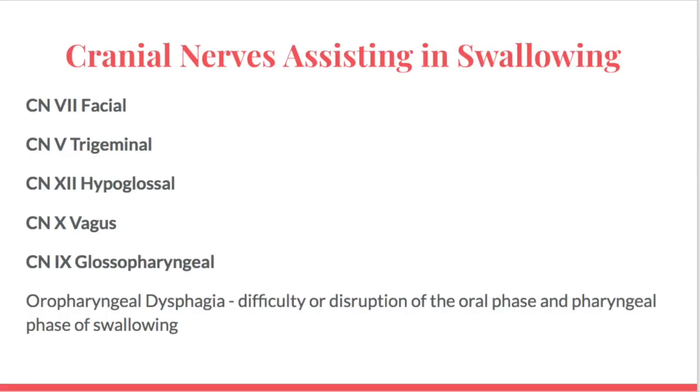The main cranial nerves that innervate the sensory and motor anatomy of swallowing are the facial, trigeminal, hypoglossal, glossopharyngeal, and vagus nerves. Dysphagia is the difficulty or disruption in any of the phases of swallowing. In more severe cases, we'll have oropharyngeal dysphagia, where there's disruption in the oral phase and pharyngeal phase. And I will explain the cranial nerves that most pertain to each phase in the next slide.